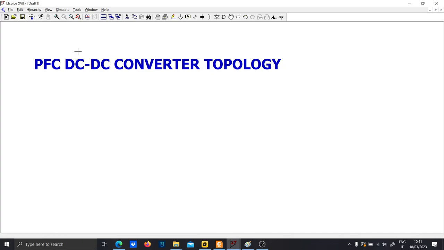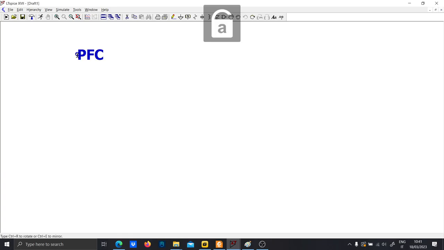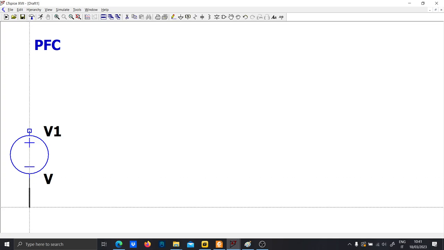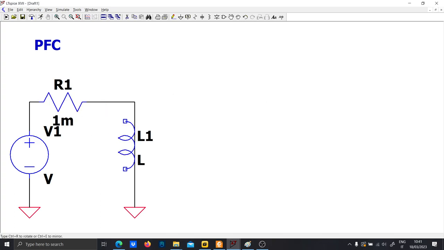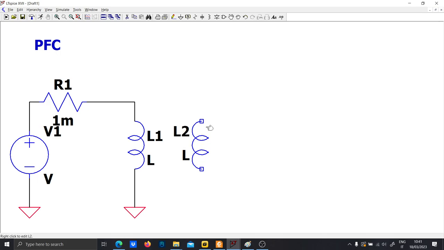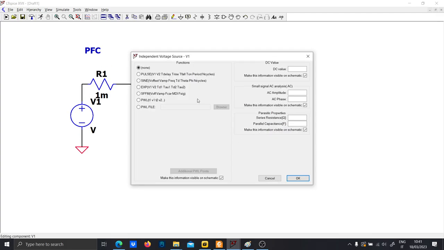So let's start by designing the PFC in our OBC converter. We will use a sine here, and most of the time you will have a series resistor of 1 milliohm, and also a transformer. You don't want to put everything directly on the grid, so there will be something like a transformer in your net. Zero offset, 350 volts, and 50 Hz as frequency.